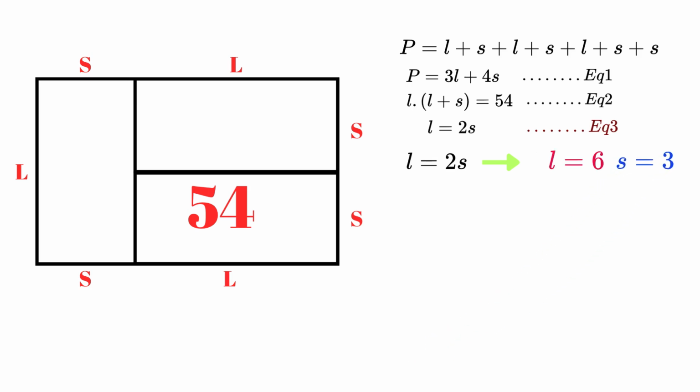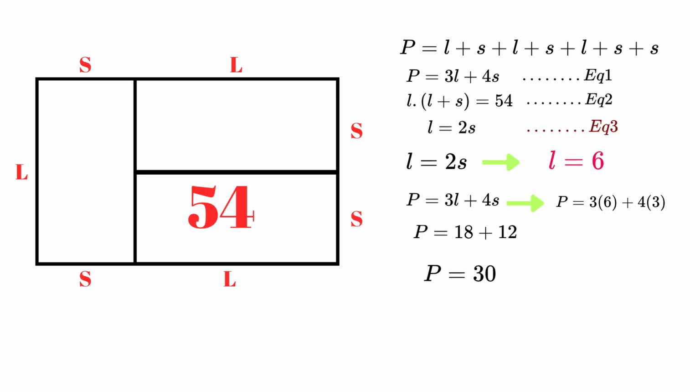Now we plug these values into equation 1. So, equation 1 becomes 3 times 6 plus 4 times 3. 3 times 6 gives us 18, and 4 times 3 gives us 12. Now add them, and that equals 30. And this 30 is the perimeter of our large rectangle.